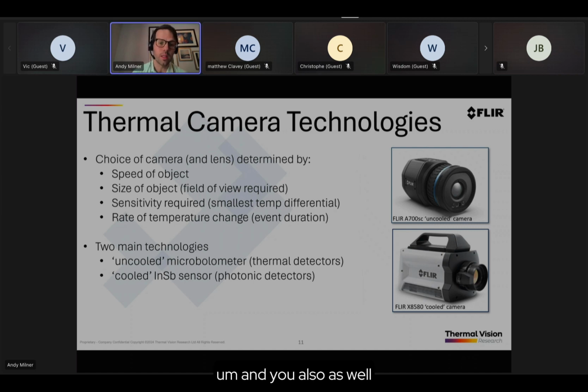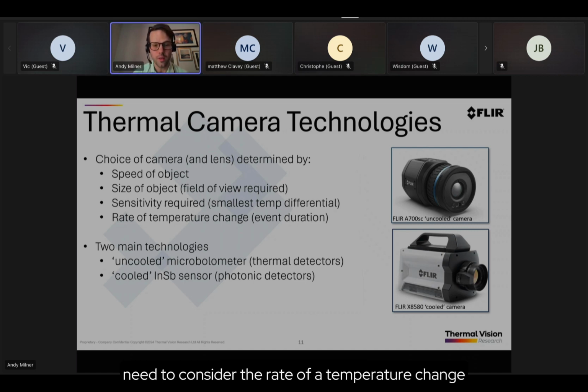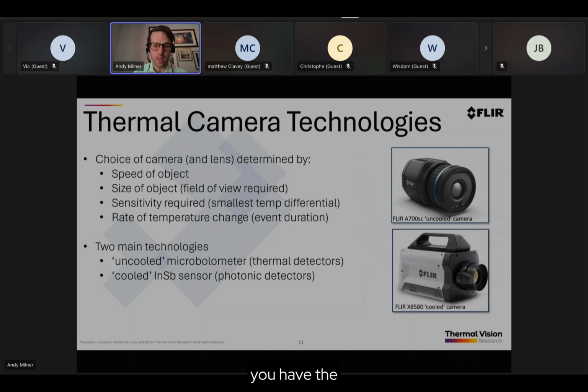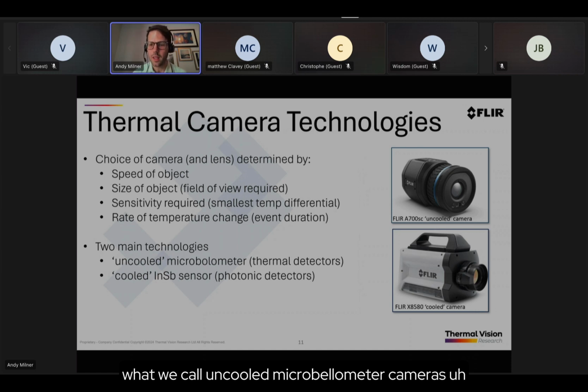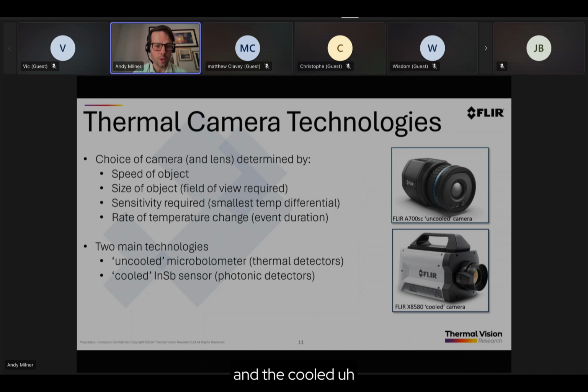And you also need to consider the rate of temperature change. So this brings us to the 2 main technologies. You have what we call uncooled microbolometer cameras. An example on the screen there is the FLIR A700. And the cooled InSb, or indium antimonide sensors. And as an example just there, you saw those on the table that Matthew showed earlier. So that's the cooled photonic detector.